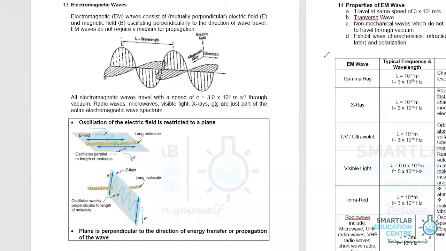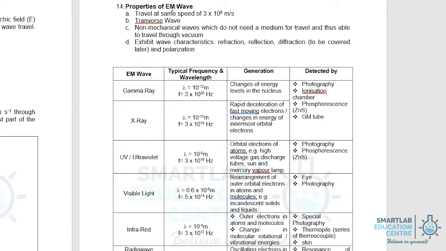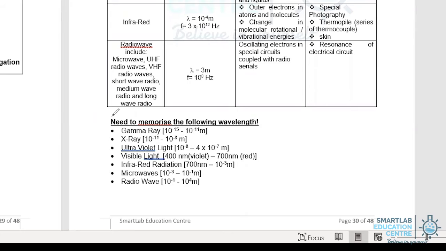Next, we want to highlight the fact that the speed of all electromagnetic waves is 3 × 10⁸ meters per second. And next, we'll run through some properties of electromagnetic waves. First, they all travel at the same speed of 3 × 10⁸ meters per second. They do not require a medium for travel, as explained earlier. They are able to undergo refraction, reflection, and diffraction, which we'll cover later.